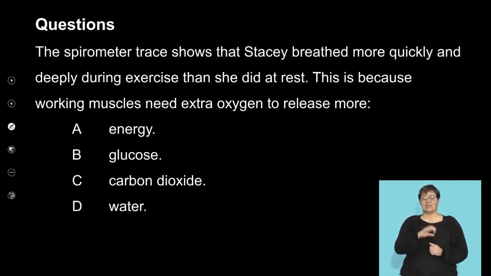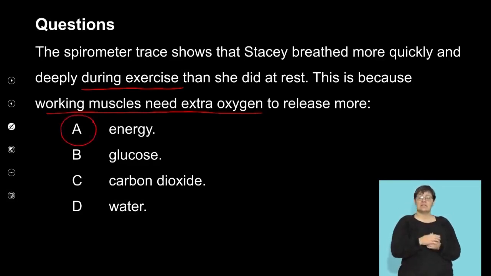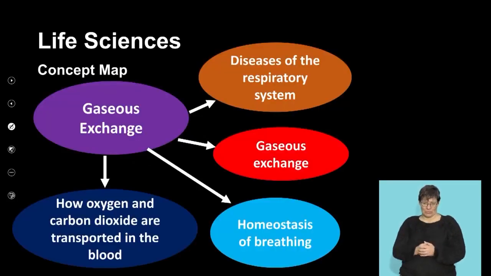Right, the last question in this series. The spirometer trace shows that Stacey breathed more quickly and deeply during exercise than she did at rest. This is because working muscles need extra oxygen to release more what? What is the process where we take in oxygen? What do we want to release? We want to release energy. That is what she needs, and that will be number A.